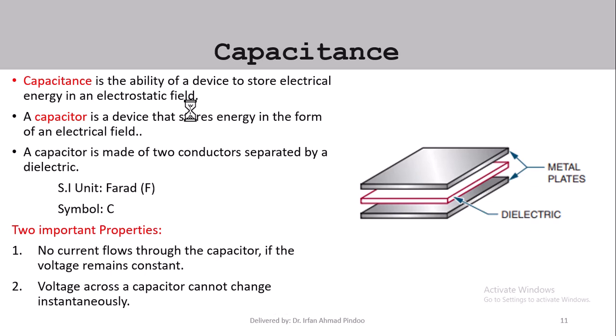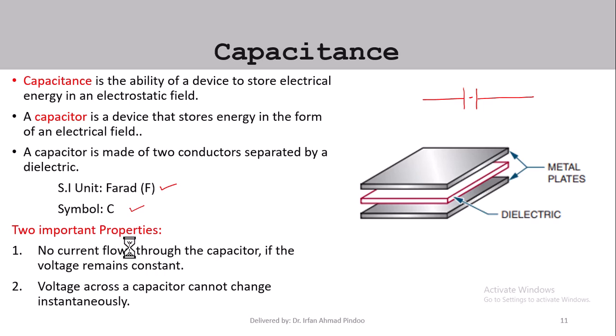Then in the same way, we have another parameter, capacitance. It is defined as the ability of a device to store electrical energy in an electrostatic field. So how do we define the capacitance? It is like a material where we have two metal plates separated by a dielectric material, and it can store the energy in the form of an electrical field. Its SI unit is farad and its symbol is C.